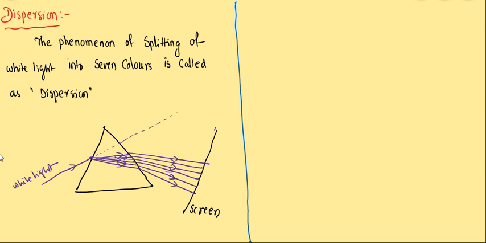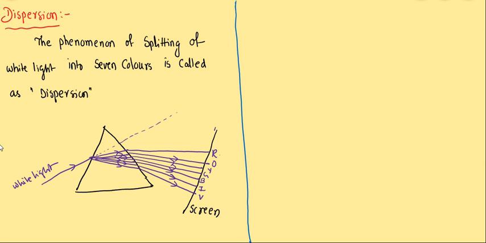We will observe the different colors. First, you observe the violet color. This has a name, VIBGYOR, V I B G Y O, and the last one more color it will form. That is the red color.